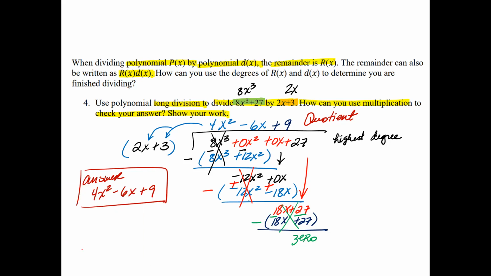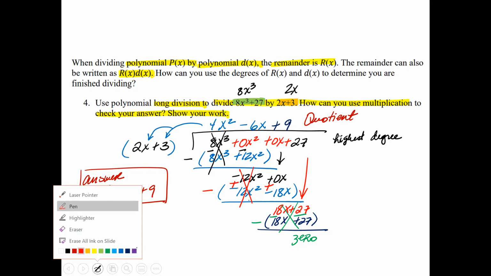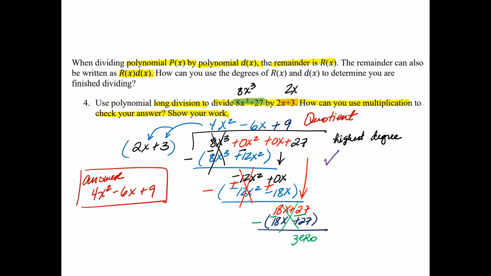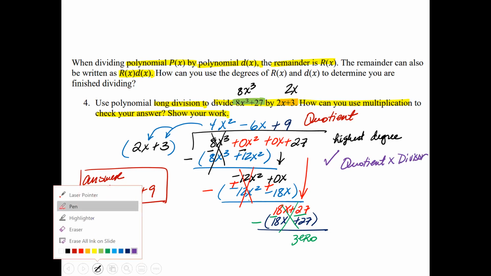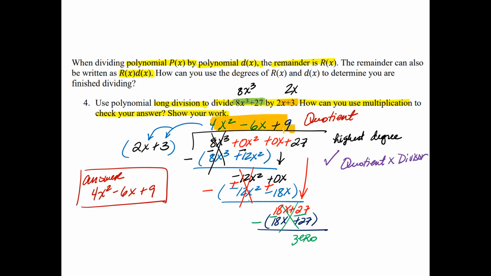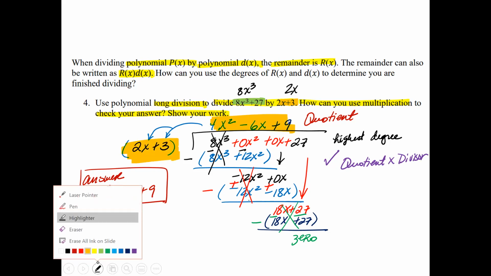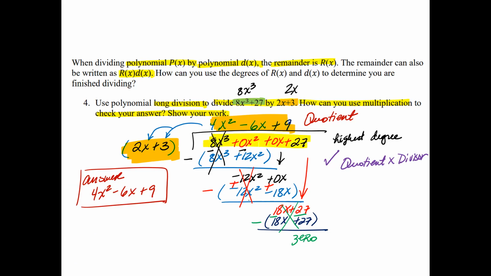If you're like, I don't know if my answer is correct, is there a way for me to check it? Yes, there is. You simply take the quotient and you multiply it times the divisor. So your quotient here is this right here in the orange. If you multiply it by that part in the orange, which is the divisor, it should give you the yellow part right there. And if you do get that, then that is the correct answer.